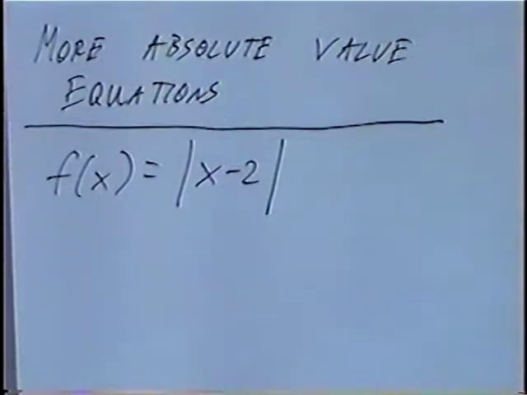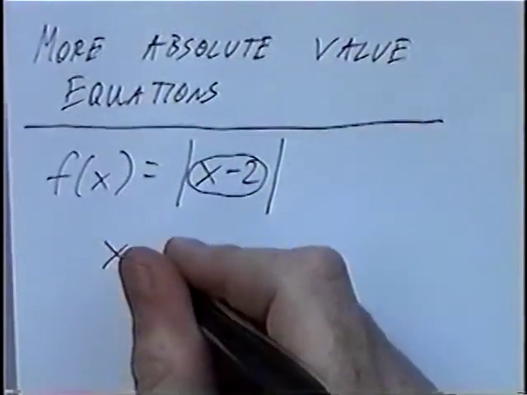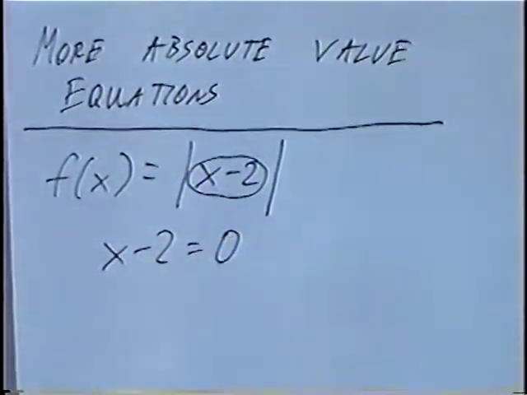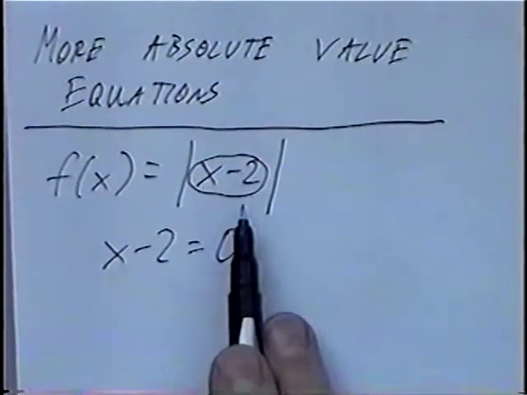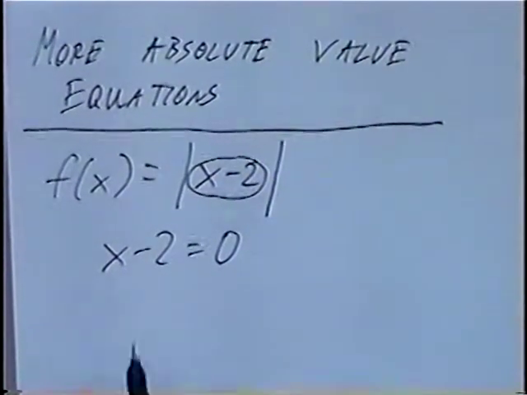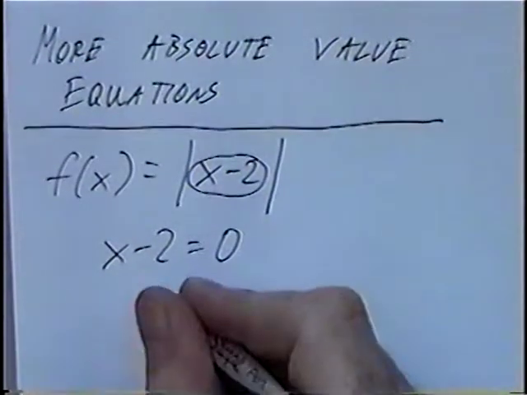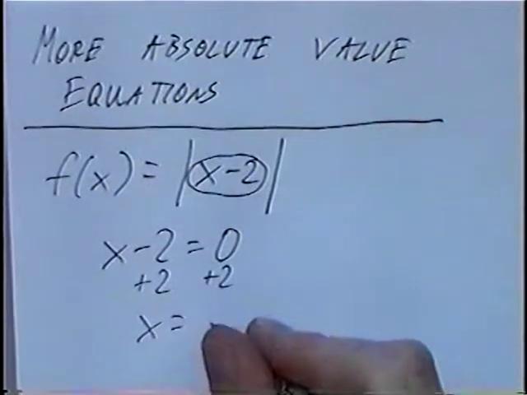To graph absolute value equations without a t-chart, what we'll do is take what's inside the absolute value, in this case x minus 2, and we'll set that equal to 0. The reason we set it equal to 0 is this will be the smallest value, or sometimes the biggest value, that the absolute value can be. So x minus 2 equals 0. If you add 2 to both sides, we'll have x equals 2.